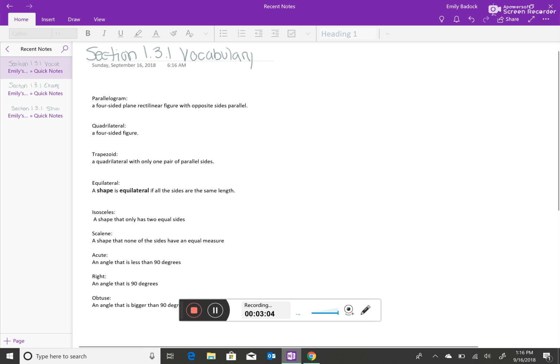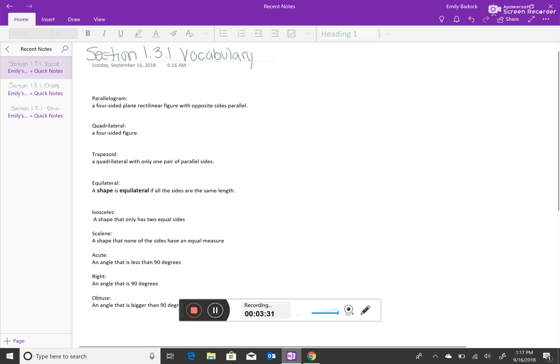Then we move on to a trapezoid. A trapezoid is a quadrilateral with only one pair of sides parallel. So the difference between a parallelogram and a trapezoid is that the trapezoid only has one pair of sides that are parallel. That could look something like this, and that side would be parallel.